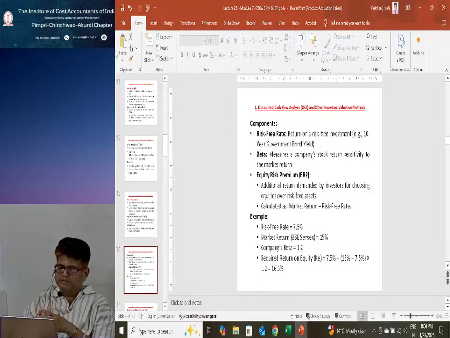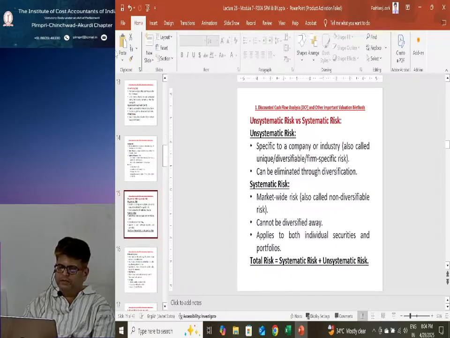For example, the risk-free rate is 7.5%, the market return, BSE Sensex, is 15%, and the company's beta is 1.2. Then the required return on equity, that is KE, is equal to 7.5% plus (15 minus 7.5%) into 1.2, where 1.2 is the company beta, which gives 16.5%.